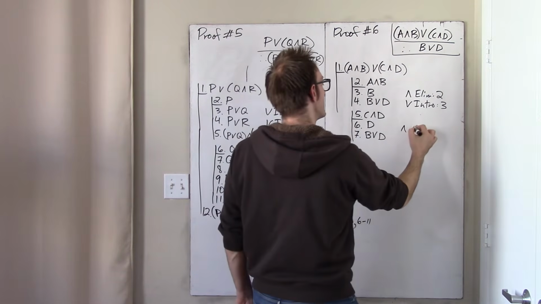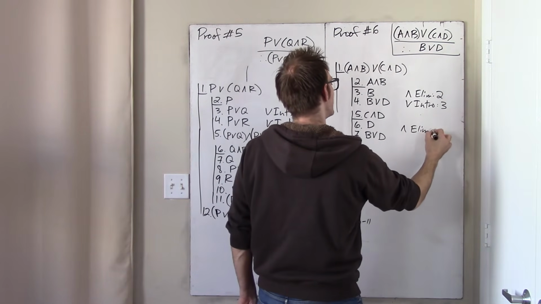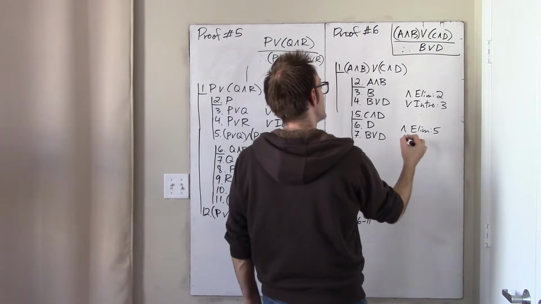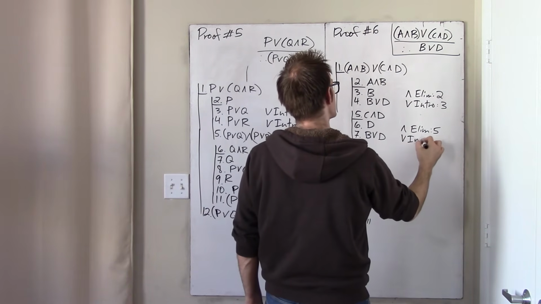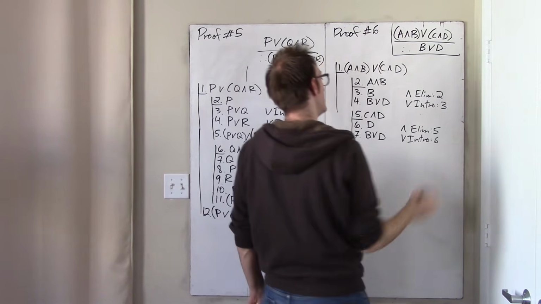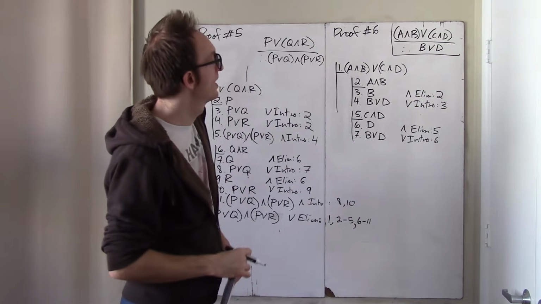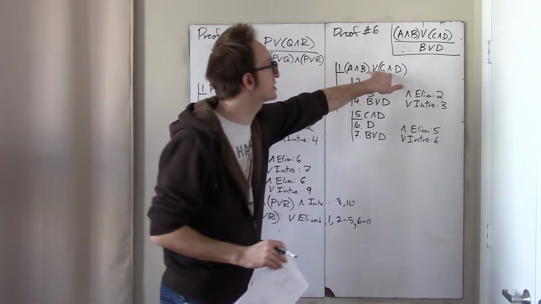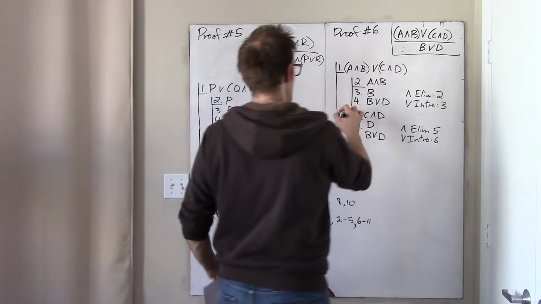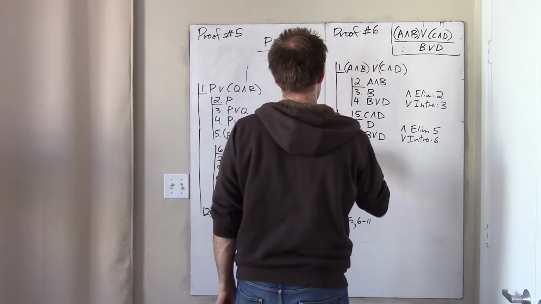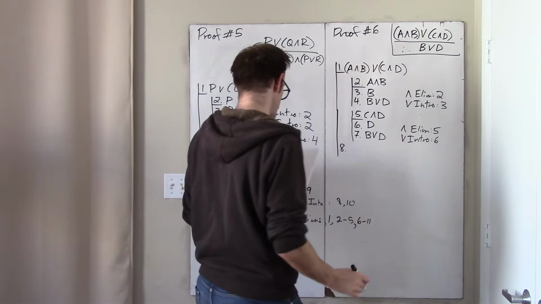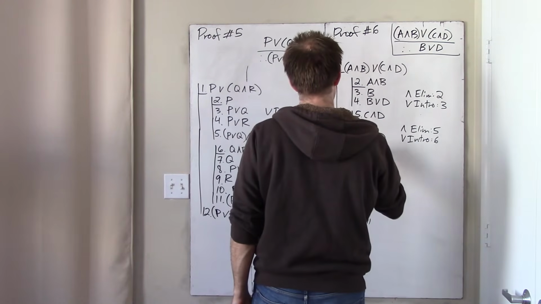This line 6 came from an and elim 5. This line 7 came from an or intro 6. I did a proof by cases now. Both of my disjuncts led to the same conclusion, and therefore that conclusion just holds. B or D.